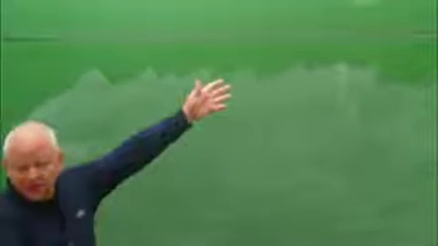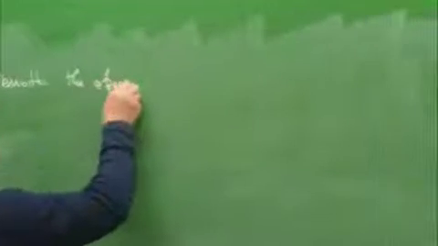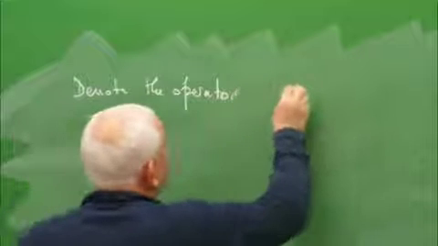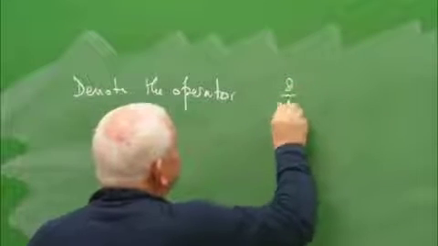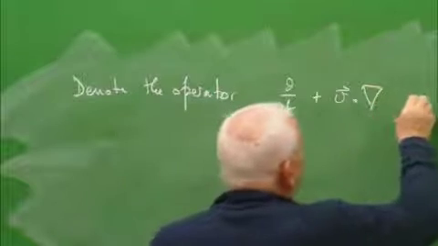Before I do that, I need to introduce a special symbol for this kind of rate of change. It's calculated by a particular formula, and it should be dignified by a special name and a special symbol. So that's what we do. Denote the operator d by dt plus v dot nabla.